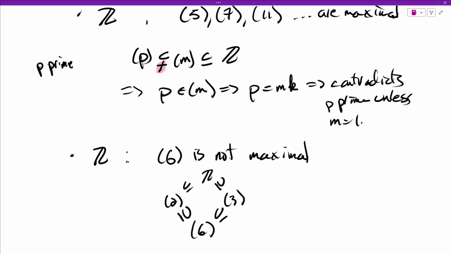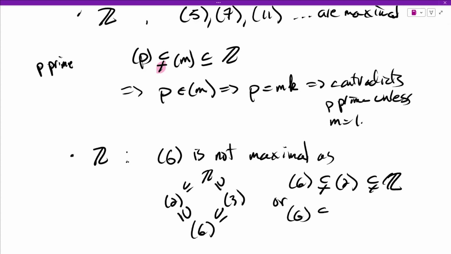It's like if you're climbing a mountain. You have two peaks here, 2 and 3, and you're on a saddle. You can choose which way to go. So it's not maximal, as 6 is properly contained in 2, which is properly contained in Z. It's not equal to Z. And similarly, 6 is properly contained in 3, which is properly contained in Z.